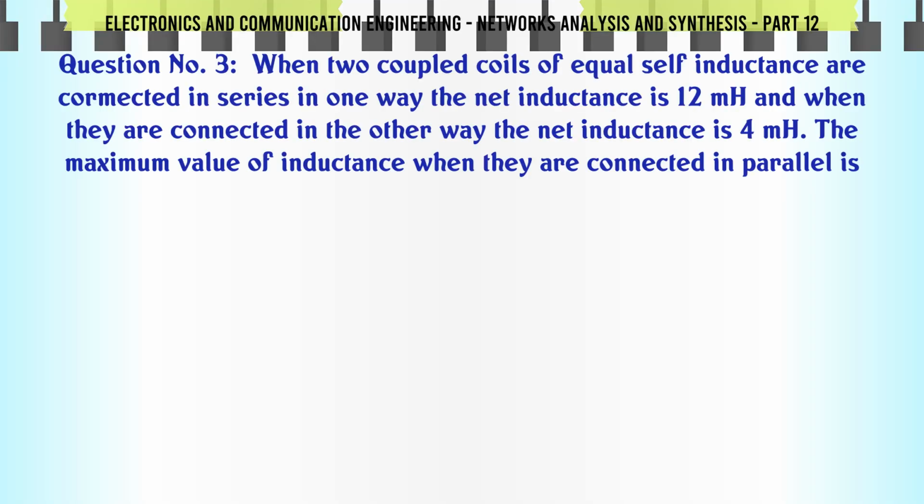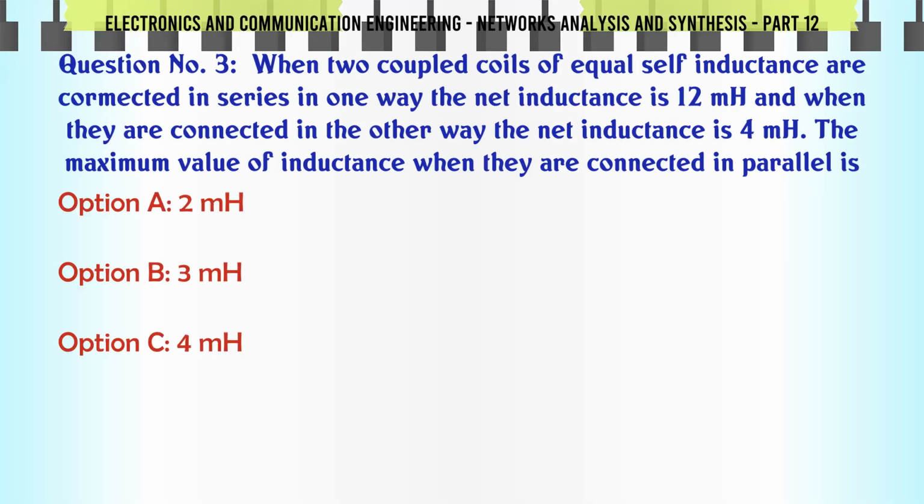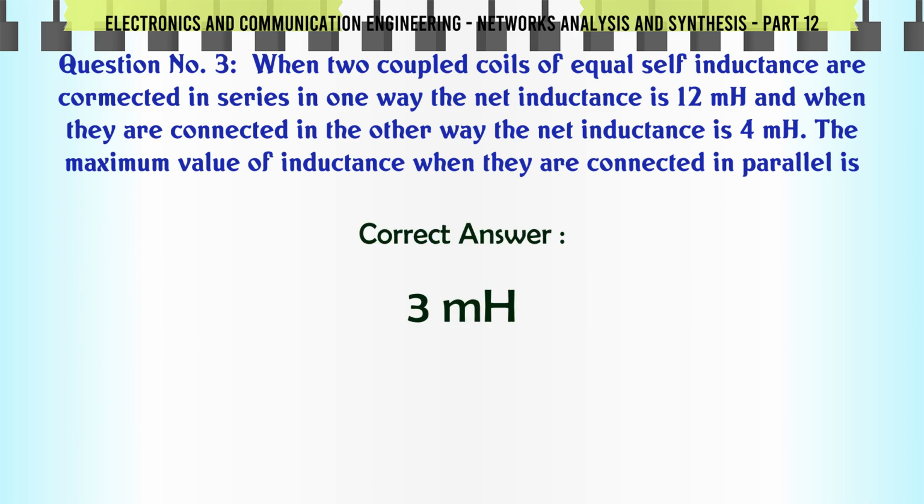When two coupled coils of equal self-inductance are connected in series in one way, the net inductance is 12 mH, and when they are connected in the other way, the net inductance is 4 mH. The maximum value of inductance when they are connected in parallel is: A, 2 mH; B, 3 mH; C, 4 mH; D, 6 mH. The correct answer is 3 mH.